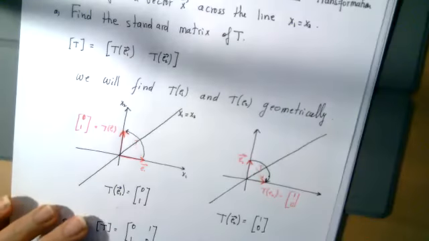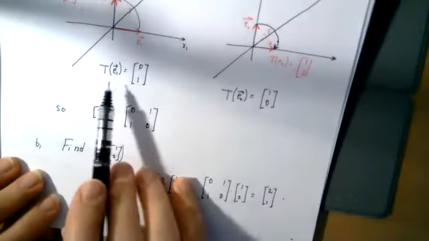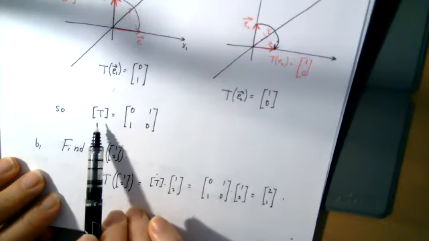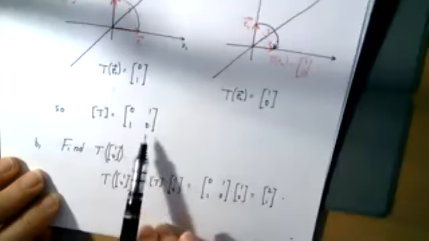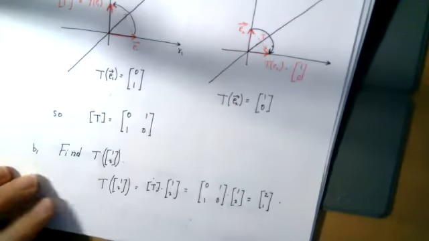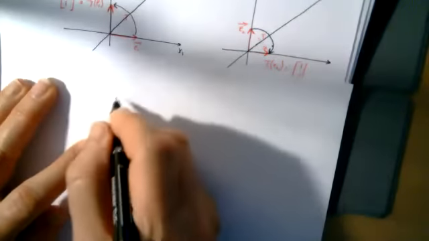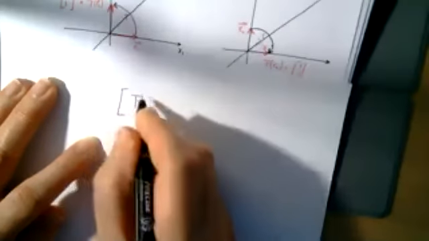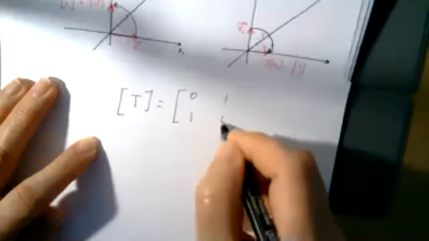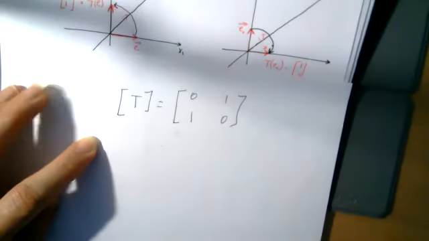What does this mean? That's exactly what I tried to explain earlier. T of E1 is 0, 1. T of E2 is 1, 0. This means the standard matrix of T is 0, 1, 1, 0. What does it mean to you? Now that I have the standard matrix, the standard matrix is the following matrix, 0, 1, 1, 0. That's called the reflection matrix.